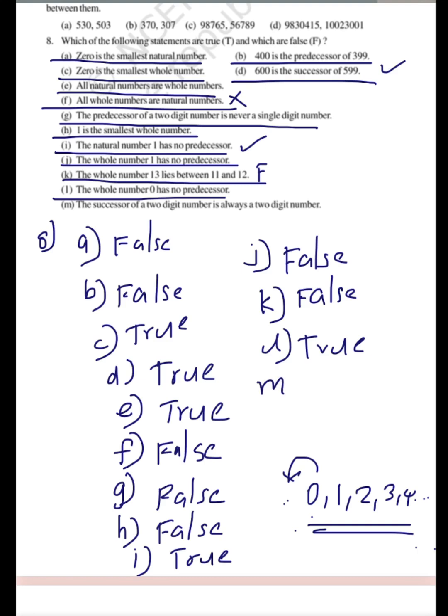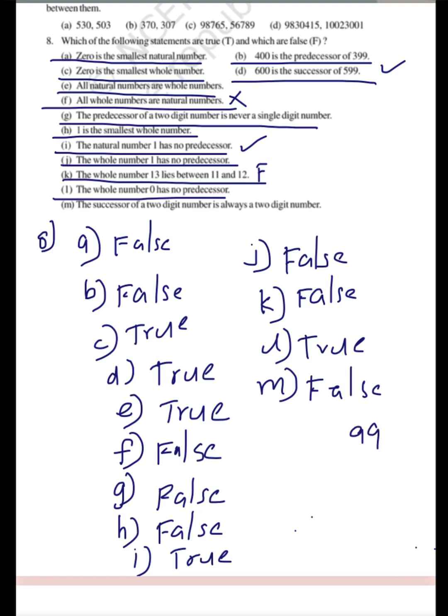Now what about the last one, M? The successor of a 2-digit number is always a 2-digit number. Is it a true statement? No, it's a false statement. Why? I can give you one example. For example, 99. It's a 2-digit number. Now, what about the successor of 99?